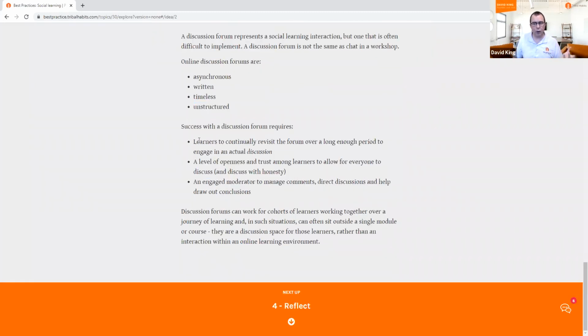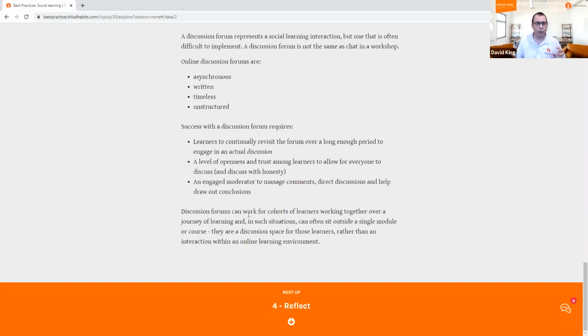I think success with an online forum really requires learners to be continually revisiting the forum over a long enough period to have an actual backwards and forwards discussion. So your learning journey needs to support that. The learners need a degree of openness and trust between them. If they don't know each other, the forum is tricky. People can feel very unconfident about saying something, particularly when it's in written format and there for a long time. And it often needs an engaged moderator to manage the comments, direct discussions, ask questions, draw out conclusions, get things going.